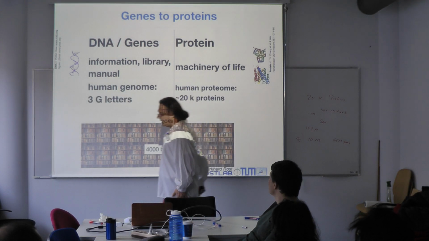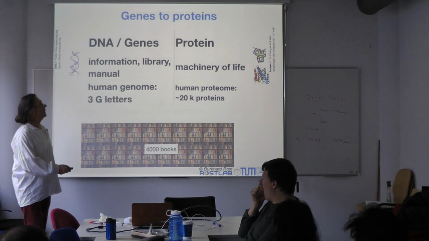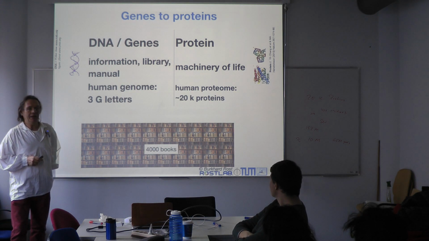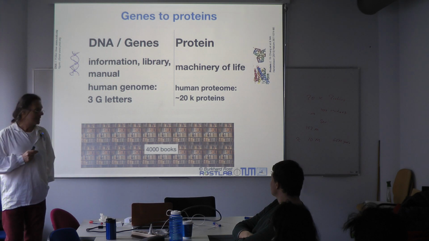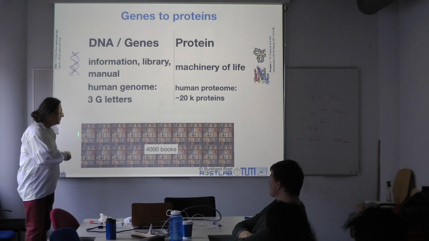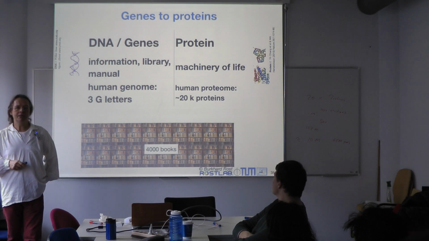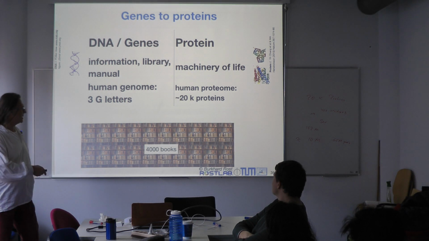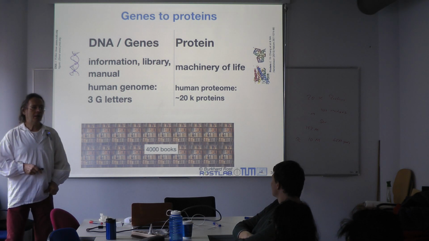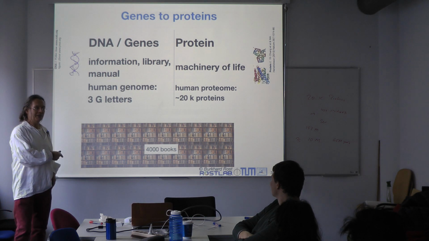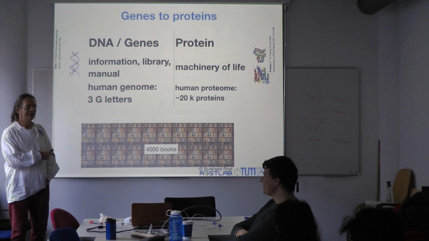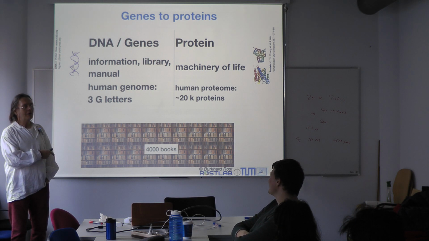And about size. Overall, this genome is 3 billion letters, so 3 billion nucleotides long, which translates to 20,000 proteins. In terms of information content, this is the same information content as in these 4,000 books. This is exactly 4,000 books. If you don't believe me, I counted them. Did you print them, or how did you measure that? No, I counted the books.